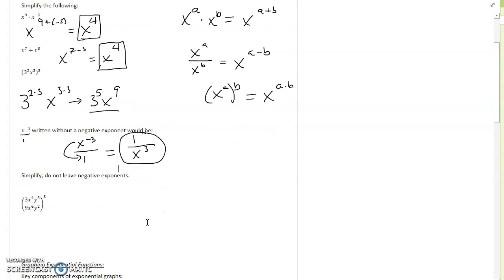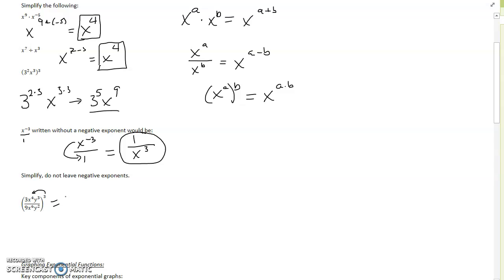So we're going to see one right here. So 3 over 9, or I'm sorry, 3x to the 4th, y to the 3rd, over 9x to the 6th, y to the 2nd, and this is all raised to the 3rd power. There's a couple different ways. I don't want to tell you that there's just one way to do this problem. So I think the best option is, let's just go ahead and bring the cubed in here.